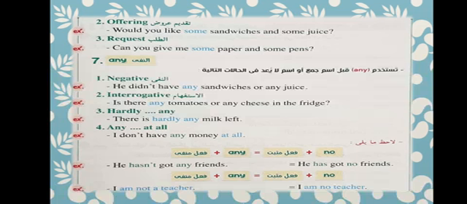Also, when you negate a verb with not or don't or doesn't, you can use any with the other nouns, but no itself is a negation. For example, he hasn't got any friends. He has got no friends. I'm not a teacher equals I am no teacher.